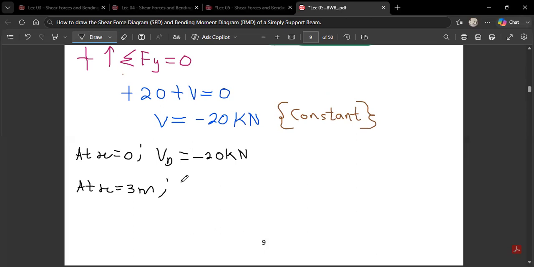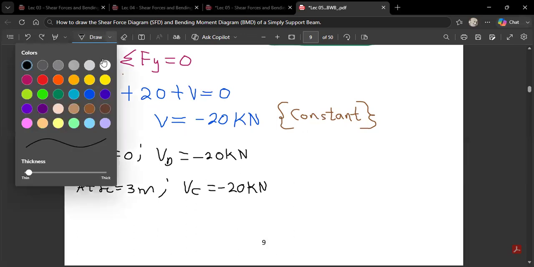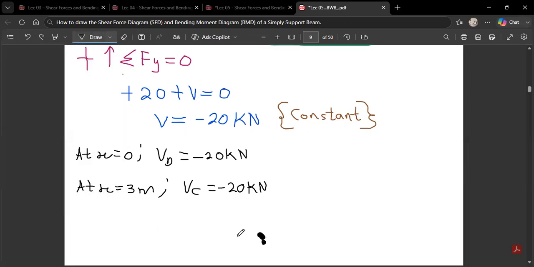our shear force at C is going to be negative 20 kilonewton. I wrote constant over here because you realize that this has no X attached to it. It has no variable attached to it. You understand me? And so it means that it is a constant. Very good.